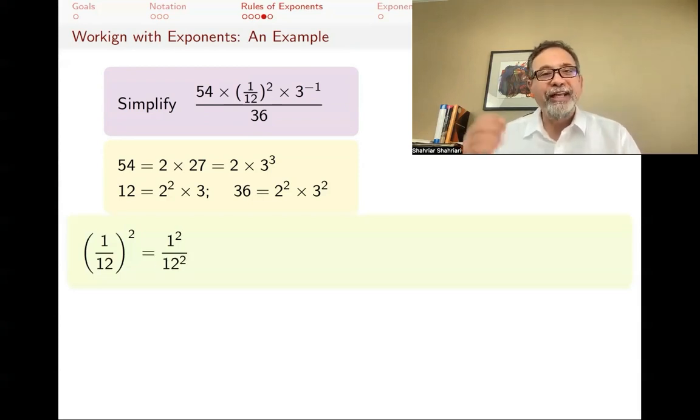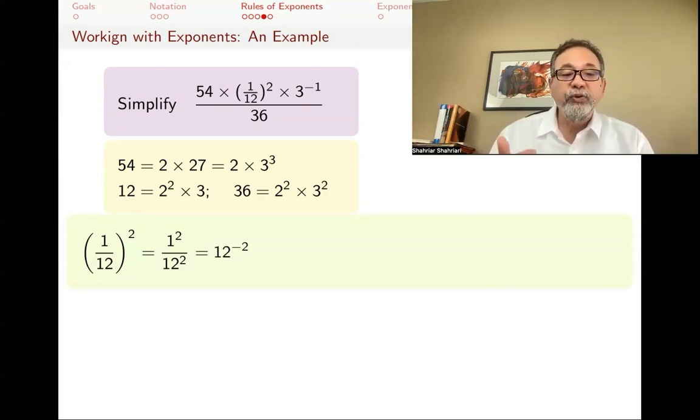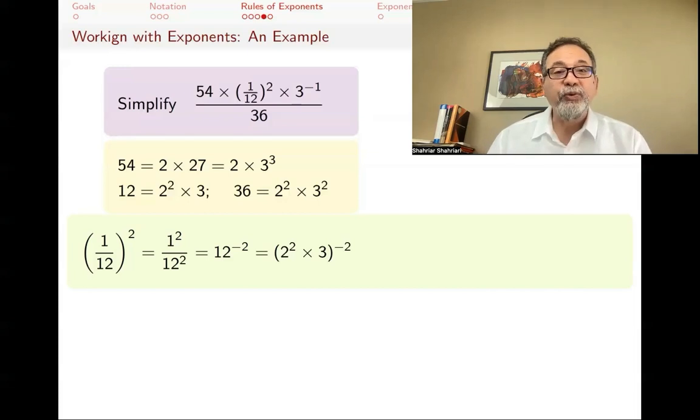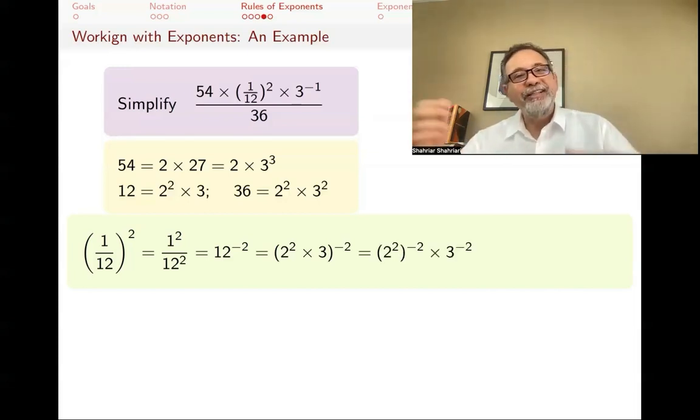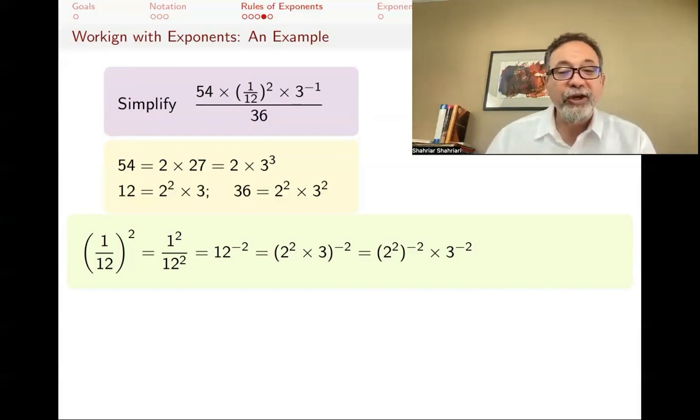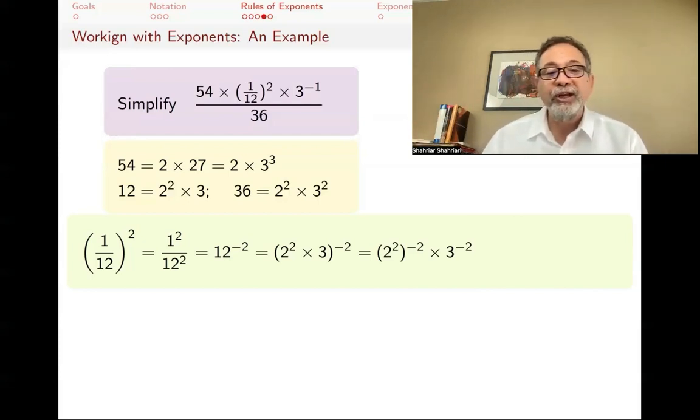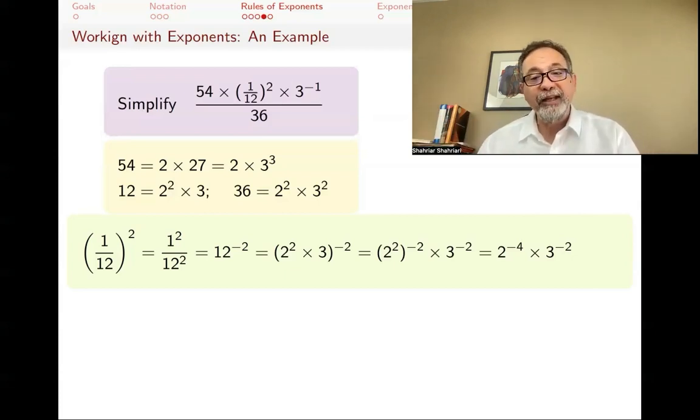1/12 squared, that's x over y to the a, so it's 1 squared over 12 squared. 1 squared is just 1. 1 over 12 squared is 12 to the minus 2. And 12, we said that was 2 squared times 3, so we have 2 squared times 3 raised to the minus 2. It's xy to the a is x to the a, y to the a. So it's 2 squared to the minus 2 times 3 to the minus 2. And 2 squared to the minus 2 is 2 to the minus 4 because you multiply 2 and minus 2. So you get 2 to the minus 4 times 3 to the minus 2. A lot of this you could do in your head when you get good at it.